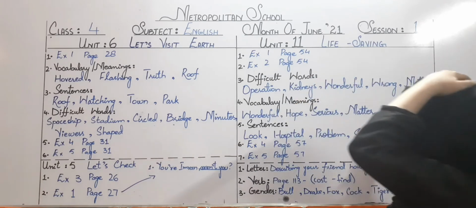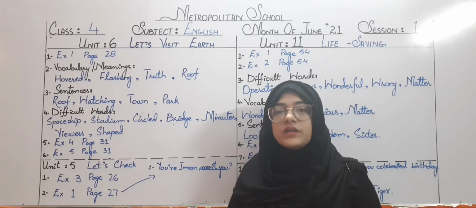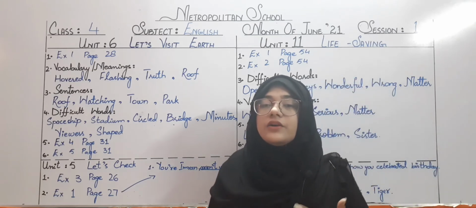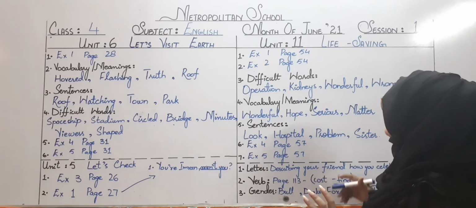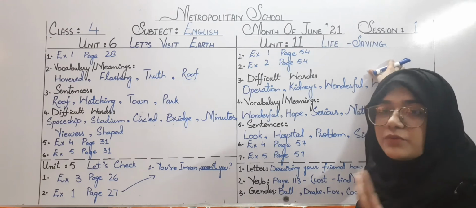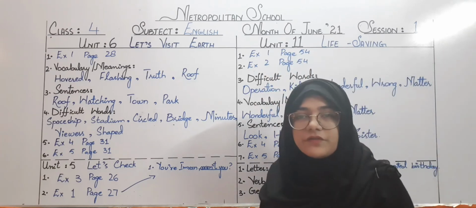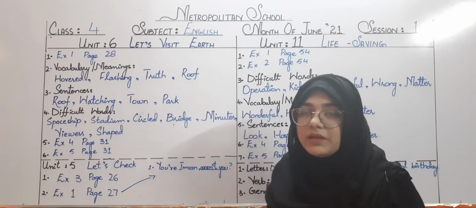Then in this chapter we have a character named Parveen, who is going to have a kidney operation because her kidneys are not working properly as they should, right? So we have just discussed everything about life saving and its procedures. So first of all, we have done exercise 1 on page number 54, which is about a question related to the dialogues which are given below it.